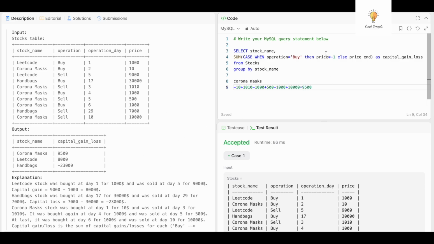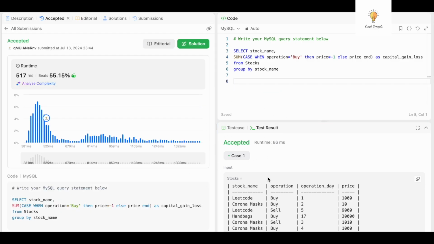So this is how our function is working. This is how our query is working. It is simply going to do the sum of all the records for each stock name, but based on this case statement. So it will group all the stock names together, and then according to the case statement, if there is a buy operation then minus will be there, if it is a sell operation then it will be a plus, and it will add all of those and that will give us our result. Now let's submit this, and this has been accepted.